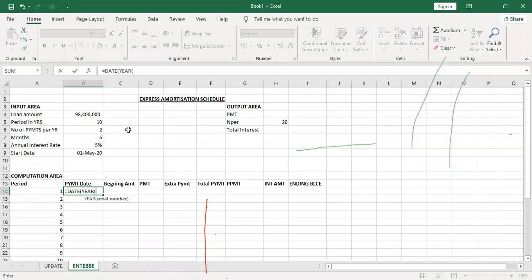So, I have said you press equals, type date, open brackets, type year, open brackets, click on the start date. Have you managed to click on the start date? Yes, sir. Close the bracket. Then comma. You press comma.